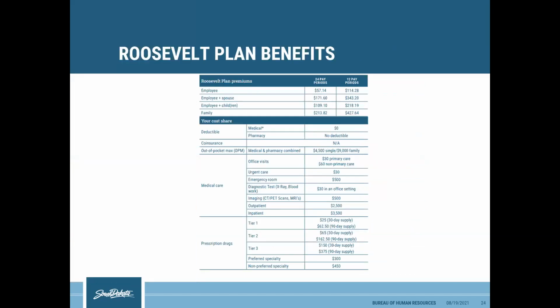Lastly, we have our Roosevelt plan. This plan is robust in that it has no deductible. It has no deductible or coinsurance for that matter, which means that each service is at a set copay amount and the copays do apply towards your out-of-pocket maximum. This plan is ideal if you want to know exactly what healthcare costs will be each plan year. And again, like our other plans, eligible preventative services are covered at 100% with no copayment amount. This plan is eligible to receive the employer health reimbursement account contribution and is also compatible with our medical flexible spending account.